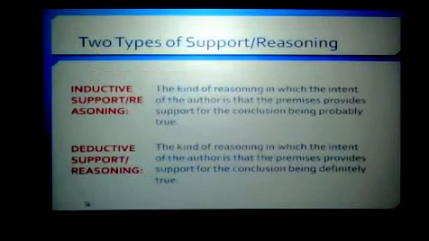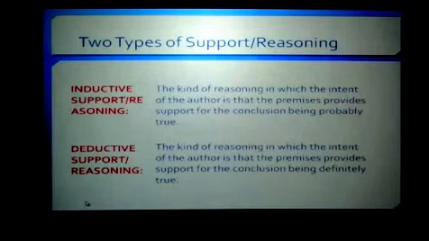Now, there are two types of reasoning that we can talk about in logic, and those two types of reasoning can be used to actually create two general categories of arguments. We have inductive support or reasoning and deductive support or reasoning. Inductive support or reasoning is the kind of reasoning in which the intent of the author is that the premises provide support for the conclusion being probably true. Deductive support or reasoning is the kind of reasoning in which the intent of the author is that the premises provide support for the conclusion being definitely true.